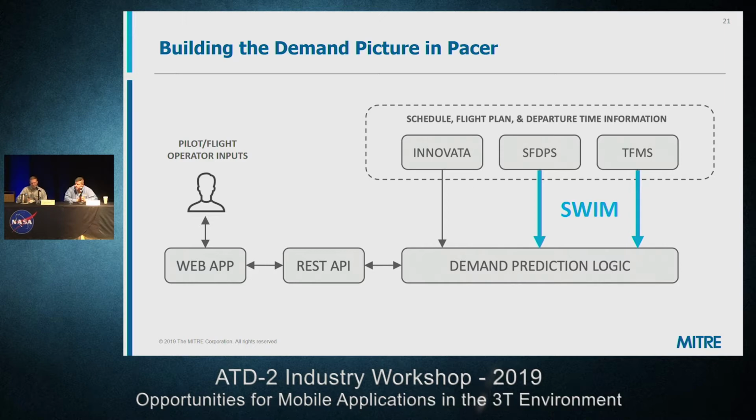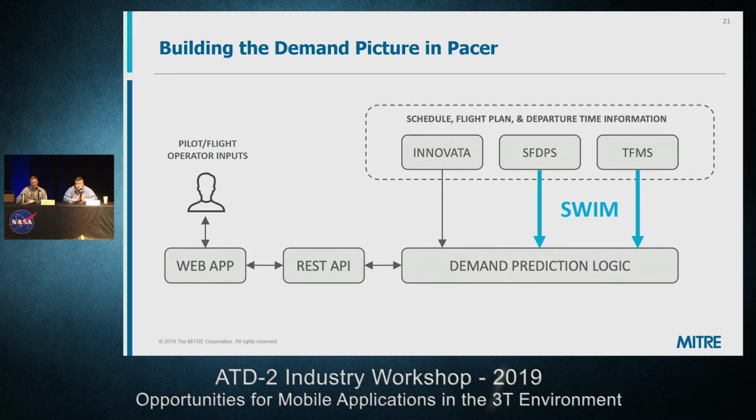So Innovata is a source of information that contains airline schedules, and that can be, I think, up to 6 months in advance. So it kind of starts with that data, your scheduled operators, and then as airlines submit early intent information, which is coming into TFMS, we can bring that information in via SWIM and update the schedule information. And then as we get even closer and flights begin to start submitting flight plans, we can pull that information from the SFDPS feed, SWIM Flight Data Publication Service.